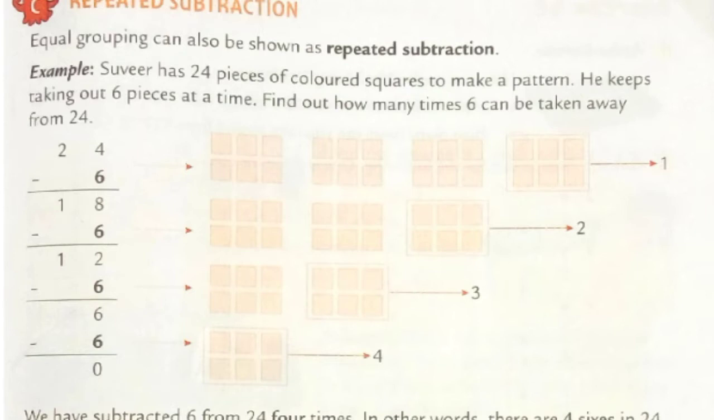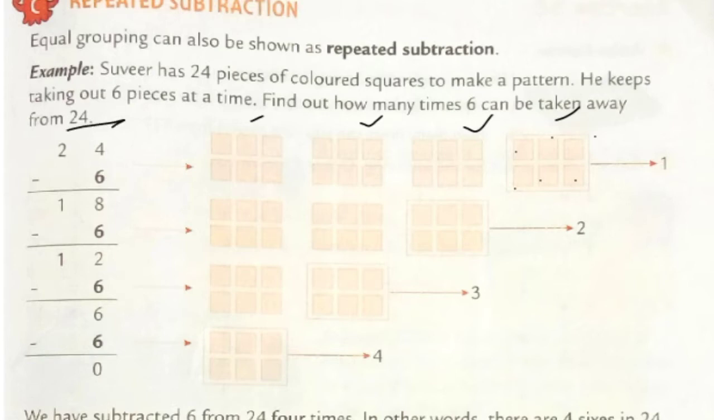So scholars, as you can see, Suvir has 24 pieces of colored squares to make a pattern. Now, he keeps taking out 6 pieces at a time. Means every time he is taking out 6 pieces, just making a pattern of rectangle. Just see this. 1, 2, 3, 4, 5, 6. He has taken out these 6 pieces in first time, then second, then third, then fourth. So let's see. How many times he can take out 6 out of this 24?